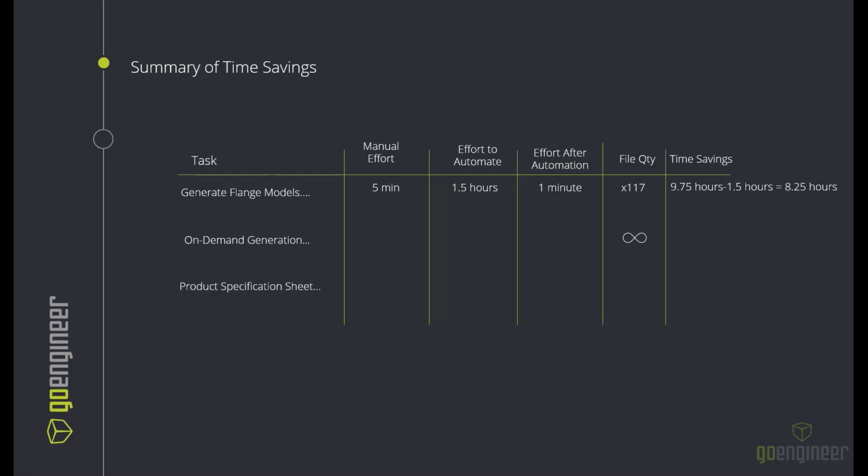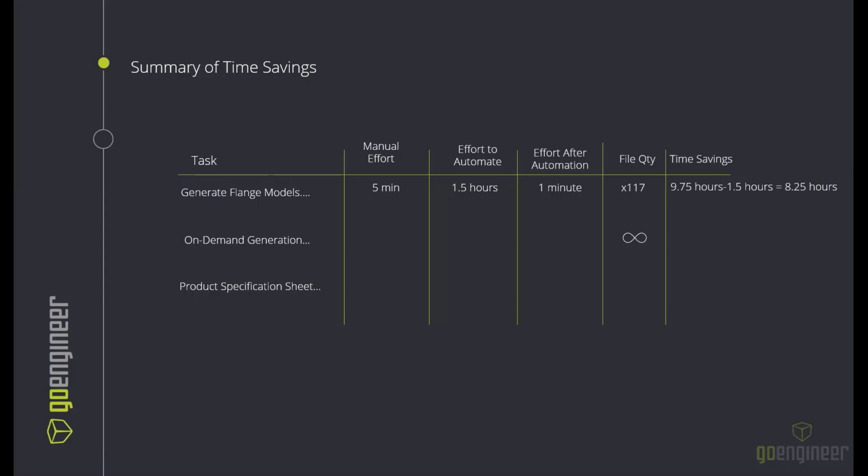If I was to manually build these flange models, it takes me 5 minutes to do each one, and there's 117 of those. That means it's going to take me almost 10 hours to build all those flange models, working bell to bell. The effort to automate the same flange model was about an hour and a half. And the effort after automation was just a minute. So it doesn't really affect our time at all.